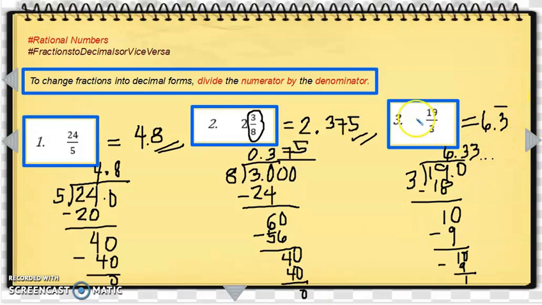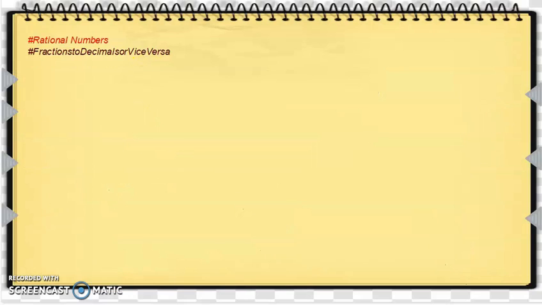So we have there 19 over 3 is equivalent to 6.33333 ellipses, or 6.3 with a bar on top of 3. Okay? So that's it for fractions to decimals. Let's proceed to the next set of examples.